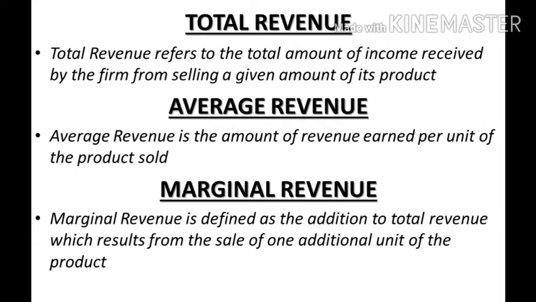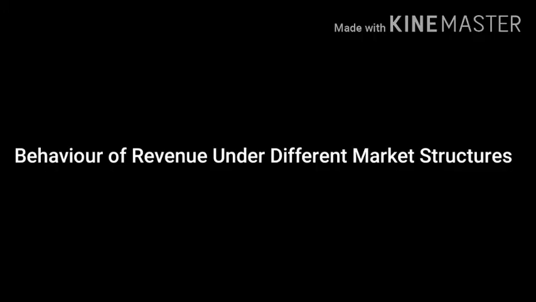Now the next thing that we will see is the behavior of revenue under different market structures, and we will be seeing the relationship between two market structures, perfect competition and imperfect competition. Alright children, the next topic that we are going to cover is the behavior of revenue under different market structures. Every market has its own price policy, so the revenue will be different in different market structures.